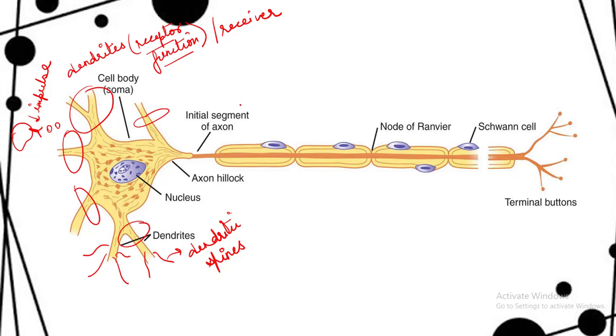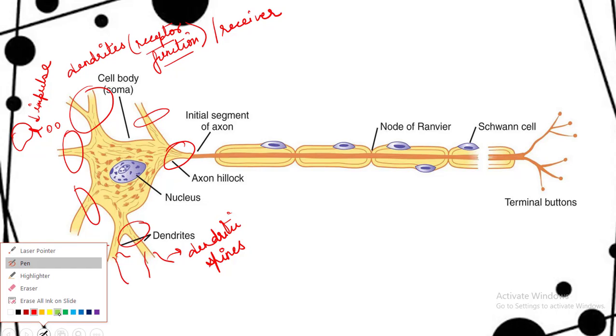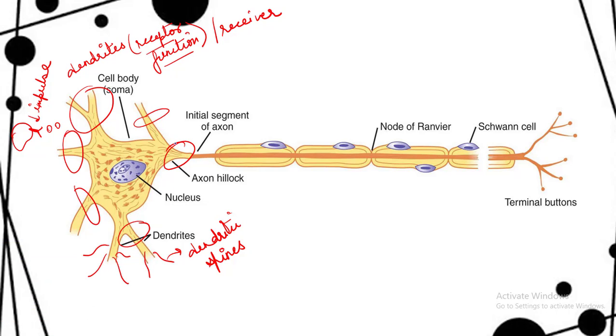Now the third part of the neuron is the axon. Before the axon, you can see this part. This part is actually a part of the cell body, the thickened end of the cell body, and this is called the axon hillock. The thickened end of the cell body is called the axon hillock.